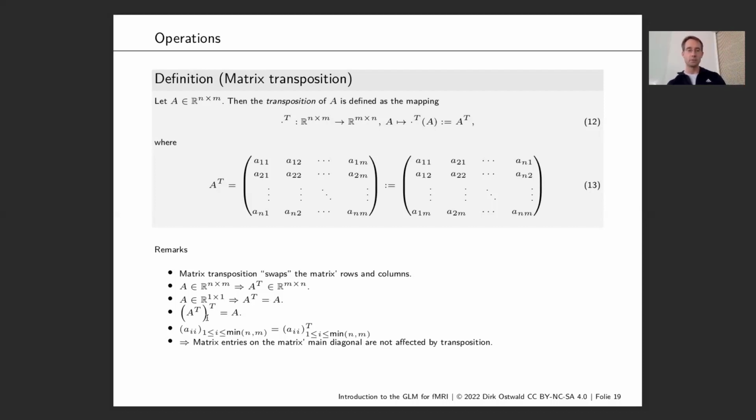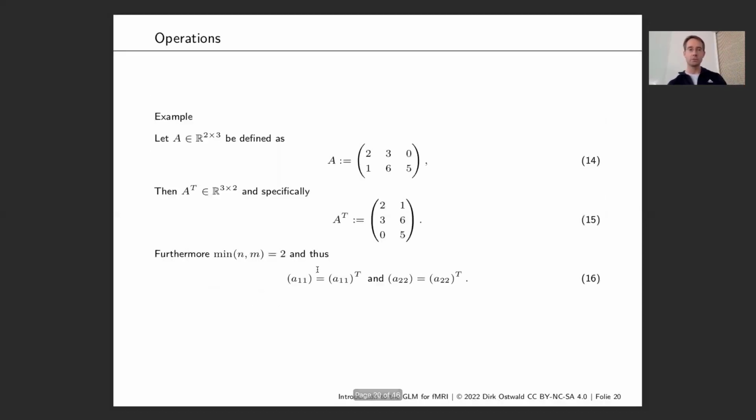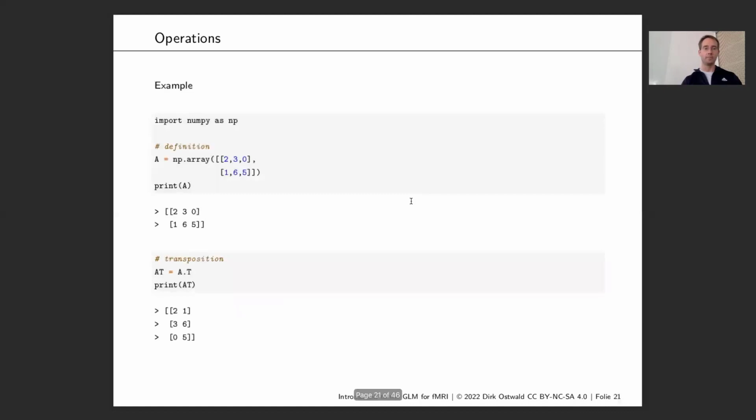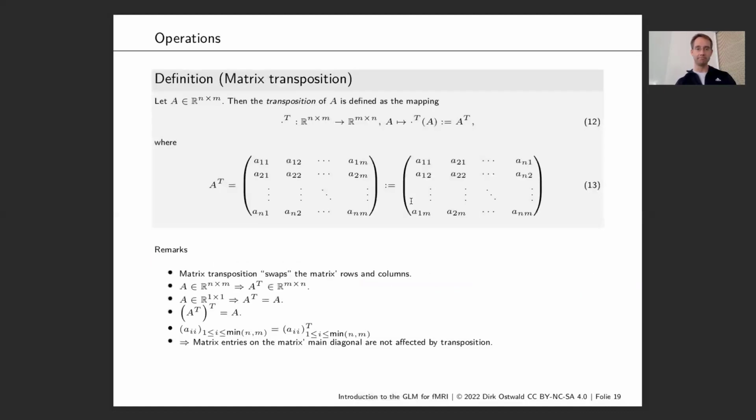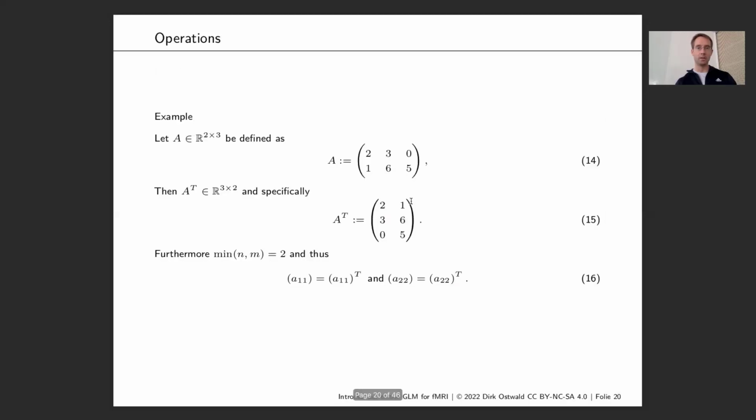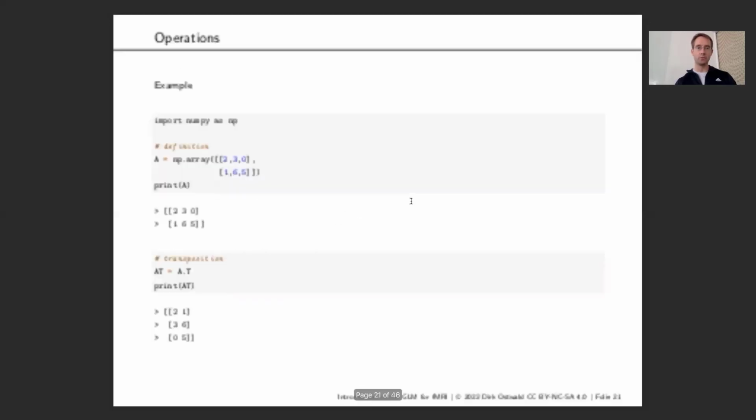If you transpose again, depending on how you want to see it, your first row becomes your first column, your second row becomes your second column, and your third row becomes your third column. So you're back to where you started. So the inverse operation of transposition is transposition. And that's what you need to know about matrix transposition.